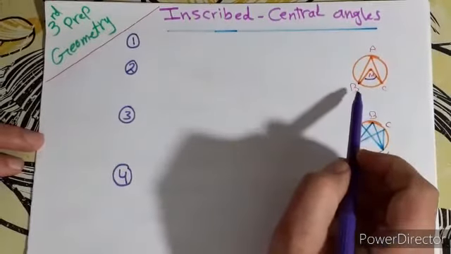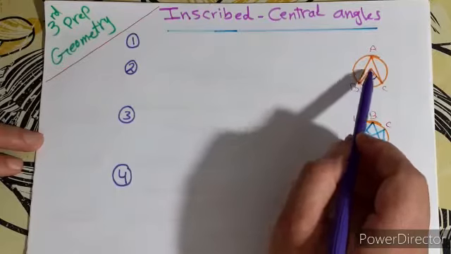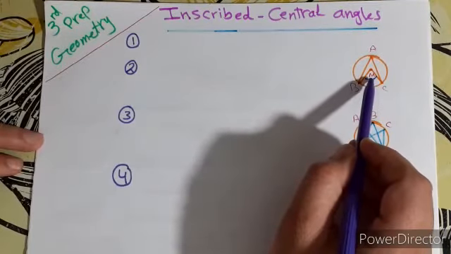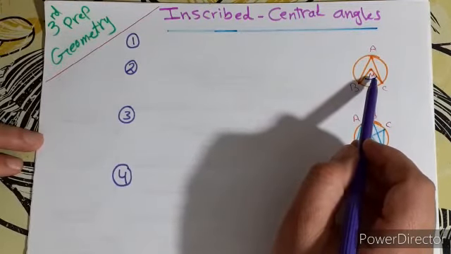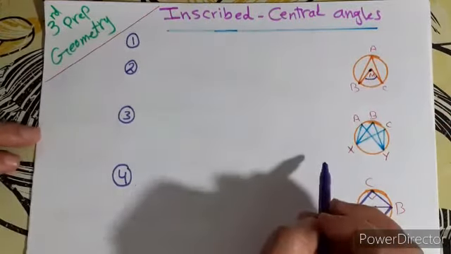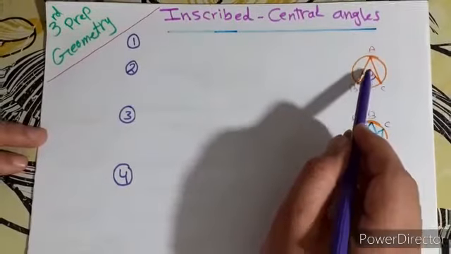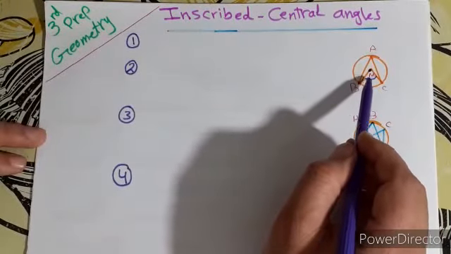We have studied before the central angle BMC. It is called a central angle because its vertex is at the center of the circle, and the two sides are two radii in the circle.